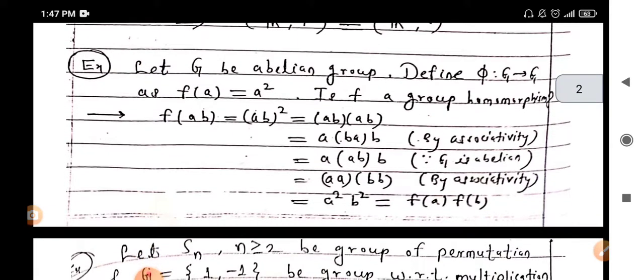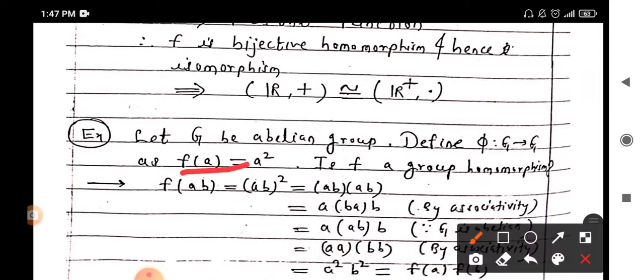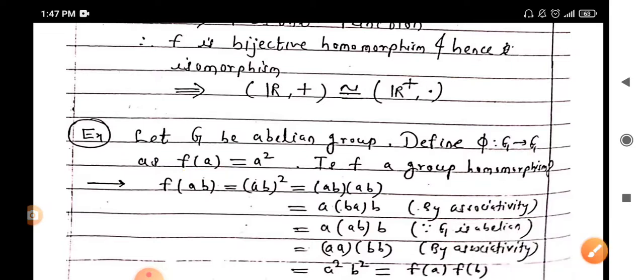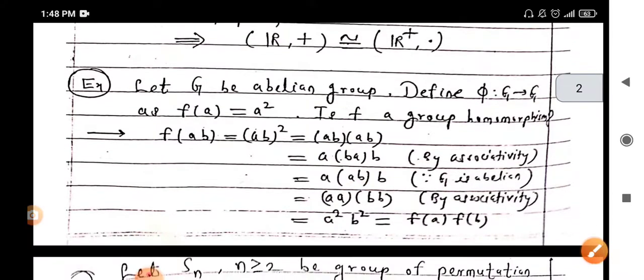Next example: let G be an abelian group, and define phi from G to G as f(a) = a squared. The question is whether f is a group homomorphism. We check that f(ab) = (ab) squared, which is ab times ab. By associativity it can be written as a times (ba) times b, but G is abelian, so ba can be written as ab. Therefore it becomes a times a times b times b, which is a squared b squared, therefore f(a) f(b). This holds if and only if G is an abelian group.